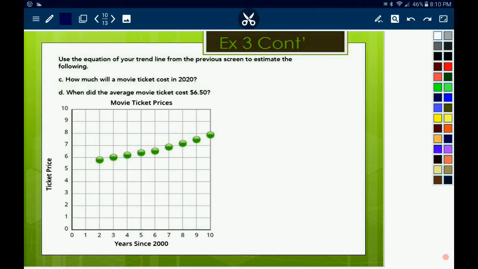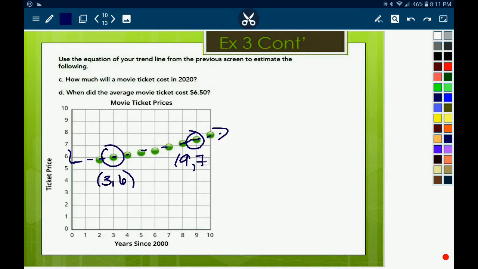So now that we have our data points plotted, we need to pick 2 points to create our trend line from. Since these points are relatively in a straight line, almost, I'm just going to pick 2 points that are already plotted. So how about that one and that one? Why not? Okay, we have our first point is at 3, 6, and our second point is at 9, looks like 7.5.